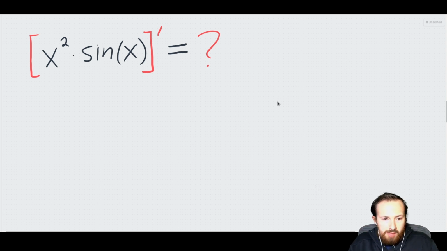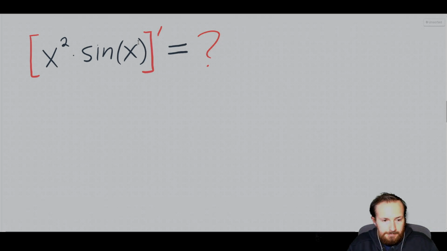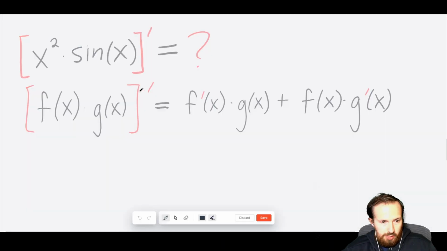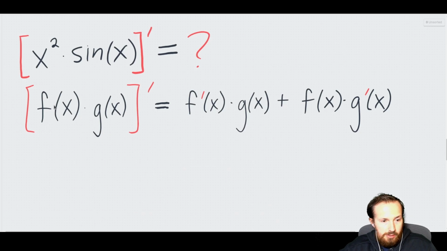So let's say you have a function x squared times sine of x, and you want to find the derivative of it. Go ahead and pause the video and think about how you would do that. Try to work that out with the product rule that we just talked about. The best way to do the product rule, if you don't feel super confident, is to literally write these two next to each other and kind of pattern match.